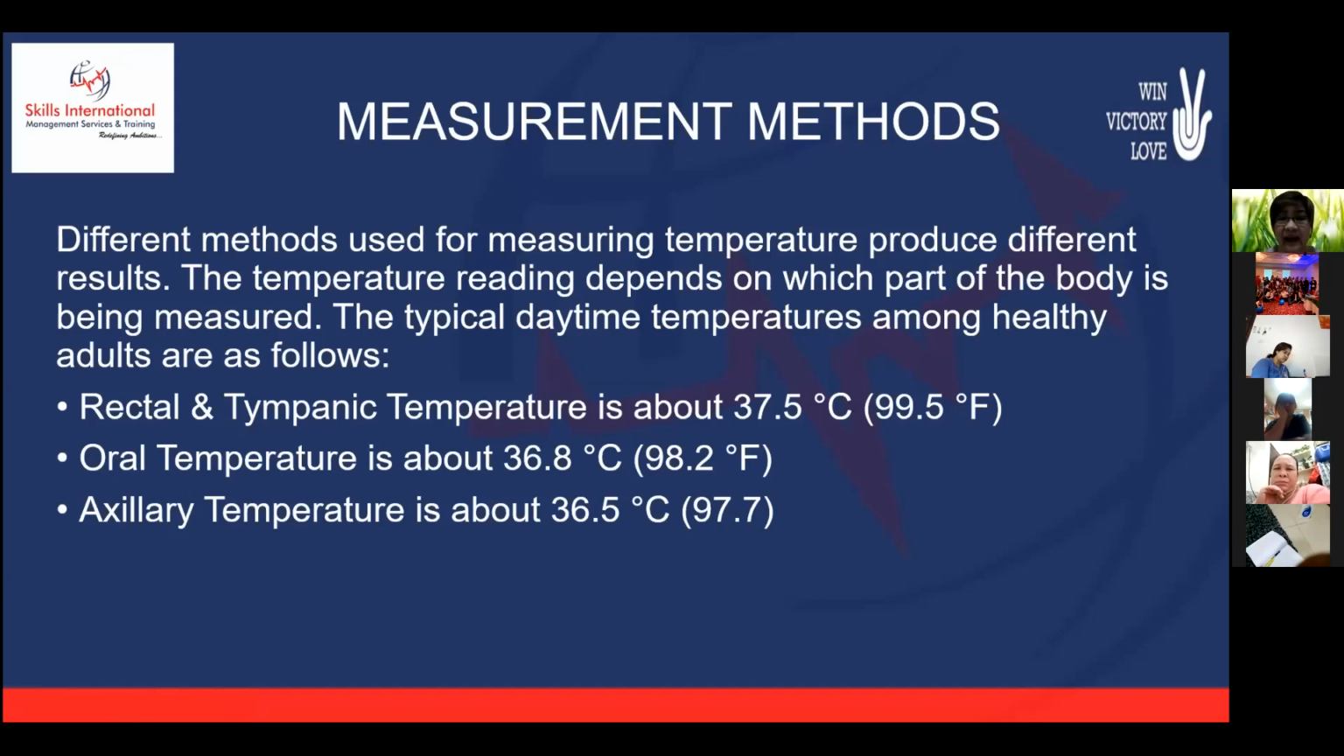Pero typically, daytime temperatures among healthy adults are as follows. Yung rectal and tympanic temperature is about 37.5, 99.5 degrees Fahrenheit. The oral temperature is about 36.8, which is 98.2 degrees Fahrenheit. And axillary temperature is about 36.5, 97.7 degrees Fahrenheit. So you can see, ito yung mga normal nila, nagva-variate. Meron siyang variation. Magkakaiba.